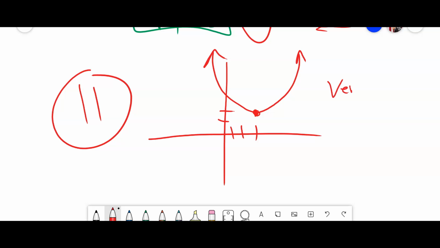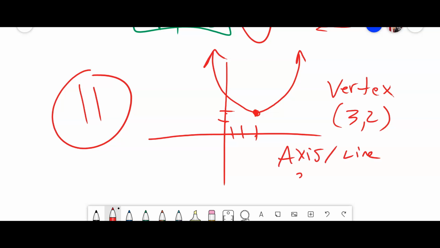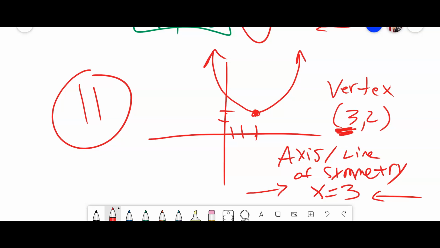Okay, so first of all, the vertex for this, the x value is 3, the y value is 2. So my axis or line of symmetry is always x equals a number, and it's always x equals this x value of the vertex. So x equals 3 is the equation of the line of the axis of symmetry. All right.